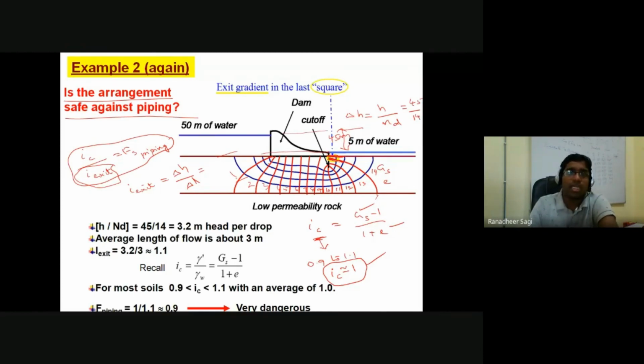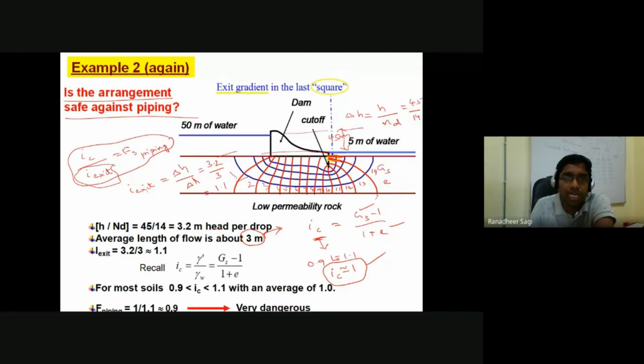Next is the length of seepage. Let's say in the problem, the average length of flow through that particular element is given as 3 meters. Consider this the data given in the problem. 3 meters is the average length of seepage through that soil element. So my exit hydraulic gradient is going to be, 45 by 14, which is nothing but 3.2, which is your delta H value. So 3.2 divided by 3 gives me a value of 1.1.